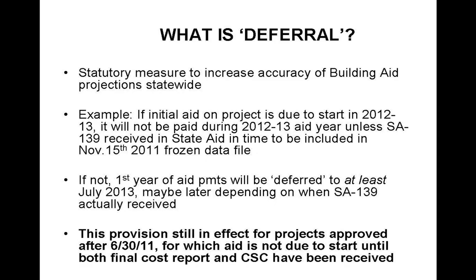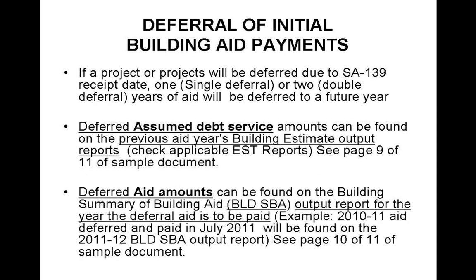Deferral of initial building aid payments. If a project or projects will be deferred due to the SA-139 receipt date, then either 1 single deferral or 2 double deferral years of aid will be deferred to a future year.